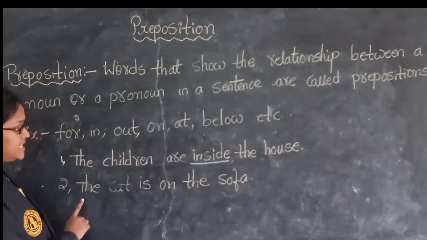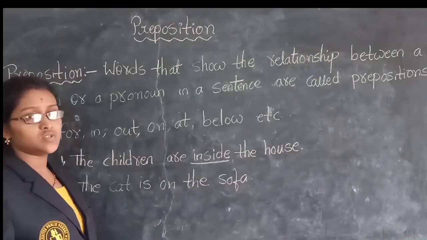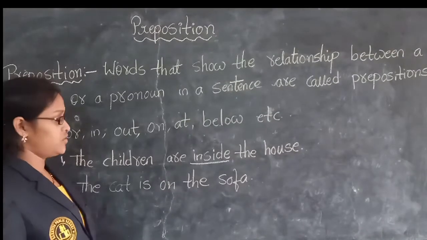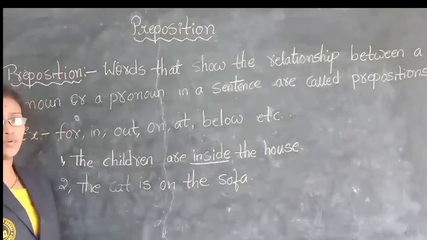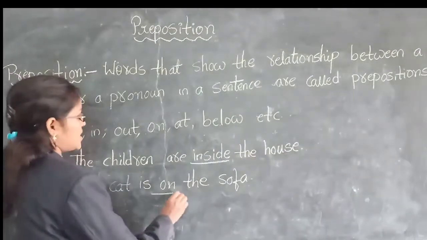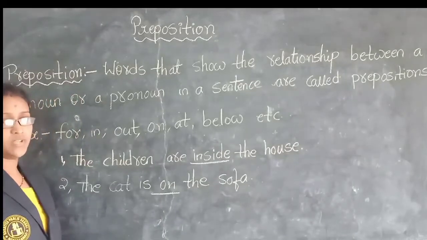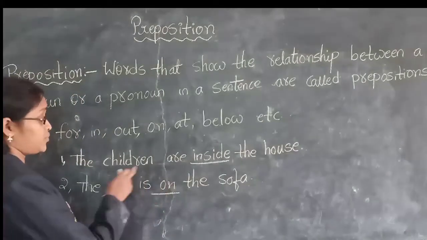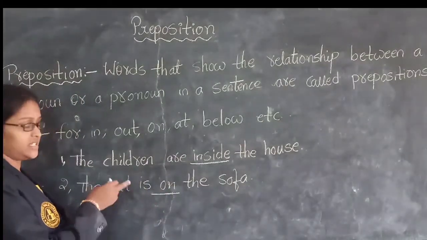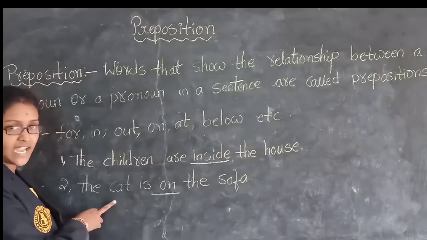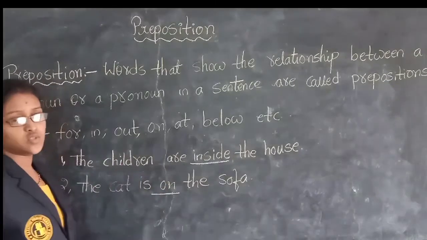Next, see the second sentence. The cat is on the sofa. In this sentence, which is the preposition? On is the preposition. It is telling us about the position of the cat, that it is on the sofa.